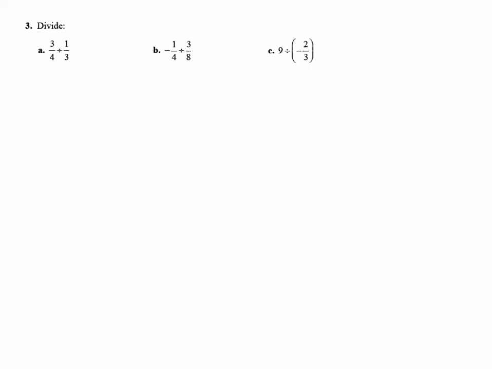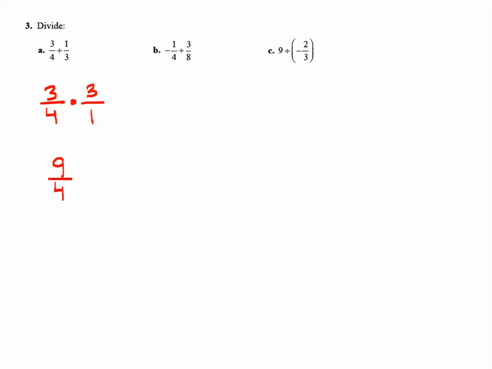Sometimes it's given as keep, change, flip. But you keep the first fraction exactly the same, you change the operation to multiplication, and you flip or take the reciprocal of the second number, or the number following your division symbol. All right, at this point, you can finish off the problem here. So 3 times 3 is 9 on top, 4 times 1 is 4. And again, as I mentioned, you probably want to keep it as improper fractions. The answer in the back of the book will pretty much almost always be improper fractions.